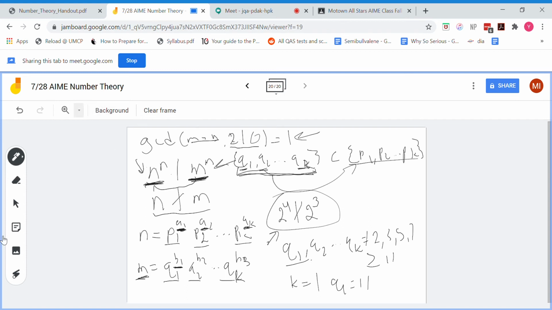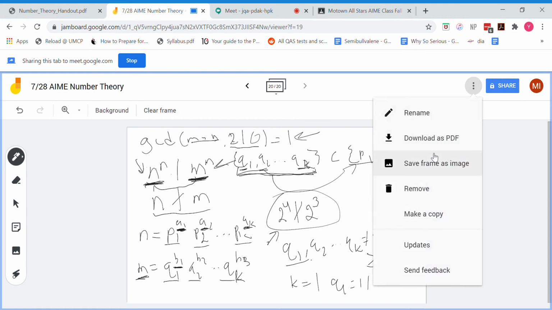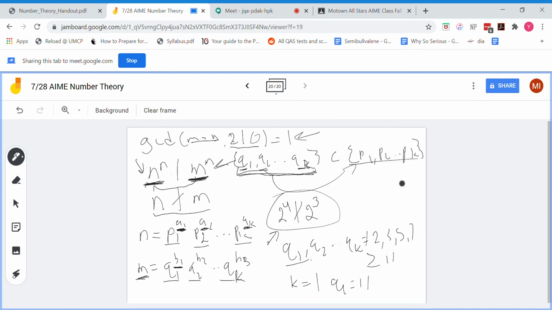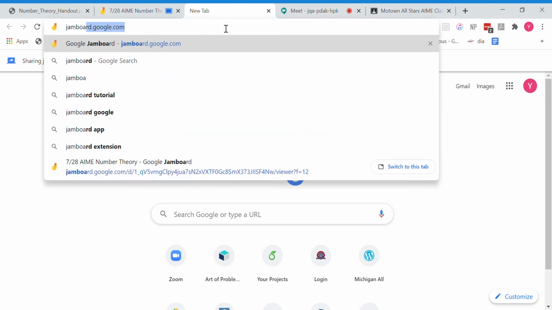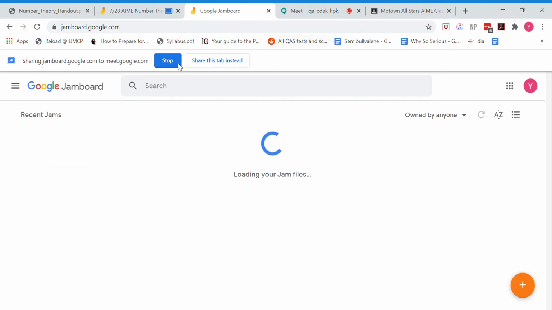Right, so I can't make any more Jamboards for some reason. So I'm going to make a new Jamboard. Hold on. Alright. Let's go back to Jamboard. While I'm making a new Jamboard, consider the problem.